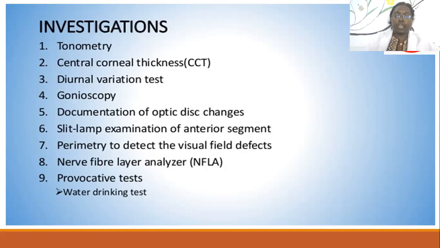Slit lamp examination of the anterior segment, where you look for any corneal edema, circumcorneal congestion, and the reaction of the pupil. The color of the lens can be seen, and look at the angle of the anterior chamber, whether it is open or closed, depending on the depth. Other investigations include provocative tests, the water drinking test, and nerve fiber layer analyzer.